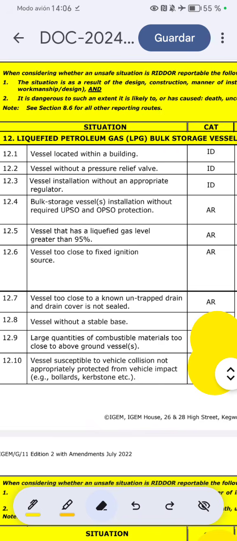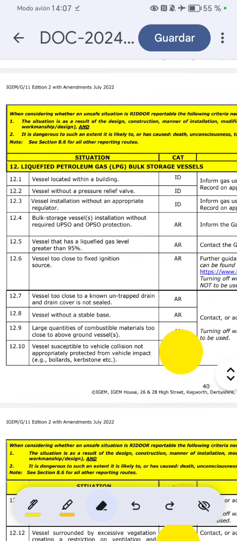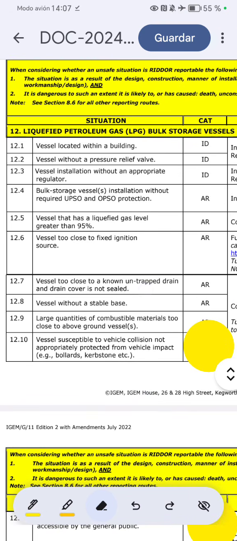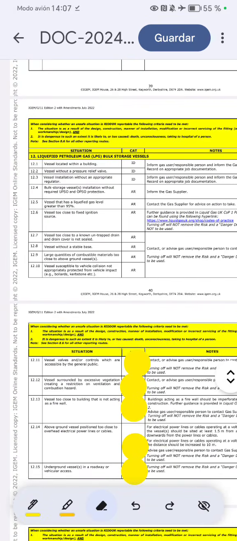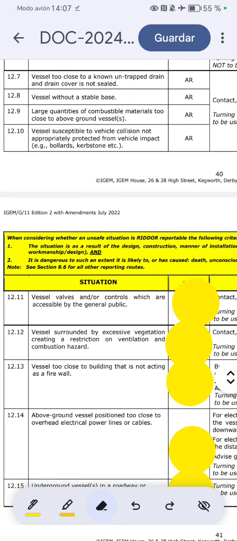All right. Is this like a gas common sense test or something? 12.9. Large quantities of combustible materials too close to above ground vessels. At risk. Vessel susceptible to vehicle collision, not appropriately protected, at risk. Okay, all right. 12.11. Vessel valves and or controls which are accessible by the general public. At risk.